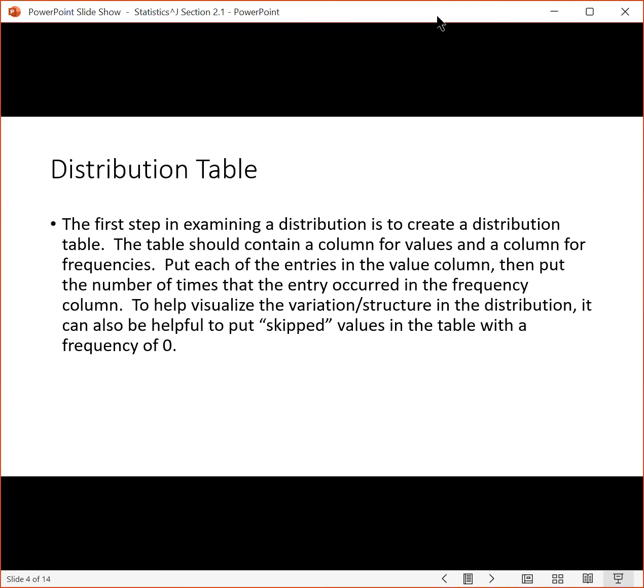The first step in examining a distribution is to create a distribution table. The table should contain a column for values and a column for frequencies. Put each of the entries in the value column, then put the number of times that the entry occurred in the frequency column. To help visualize the variation or structure in the distribution, it can also be helpful to put skipped values in the table with a frequency of 0.